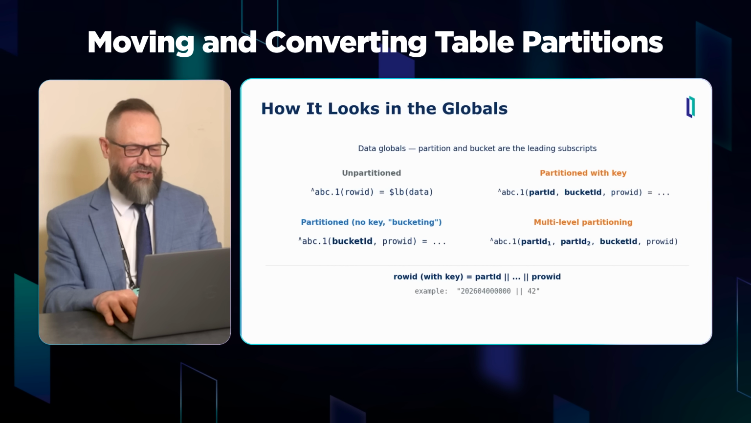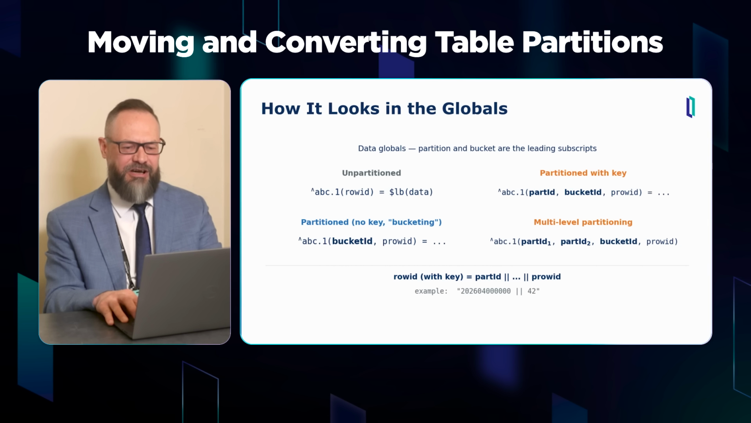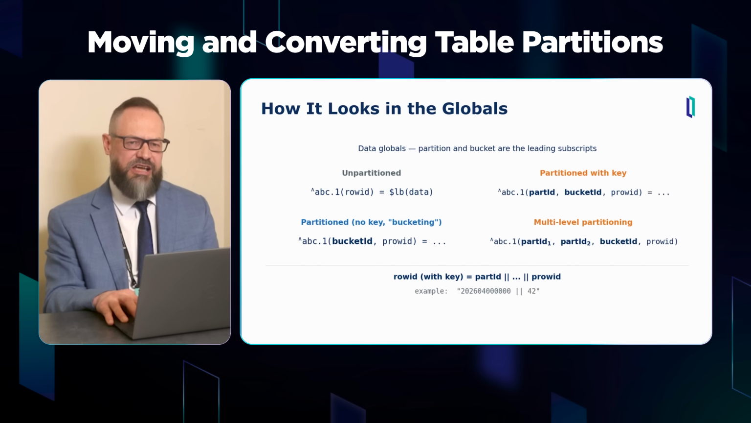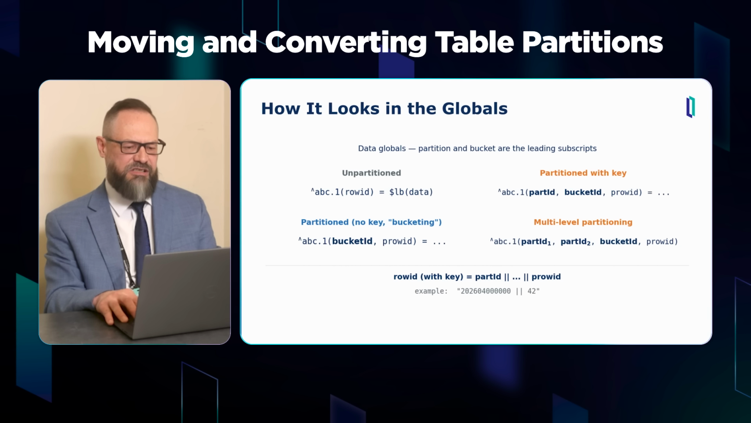How do we do it under the hood? We are using globals with extra subscripts. If you look at the partition key, the partition ID is the first subscript in the storage of the global of the partitioned table. The bucket ID is the second. If you use multi-level partitioning, all the partition keys will be the leading subscripts. At the bottom of the slide, you can see how we combine the partition ID and the partition-unique row ID into one globally unique row ID.